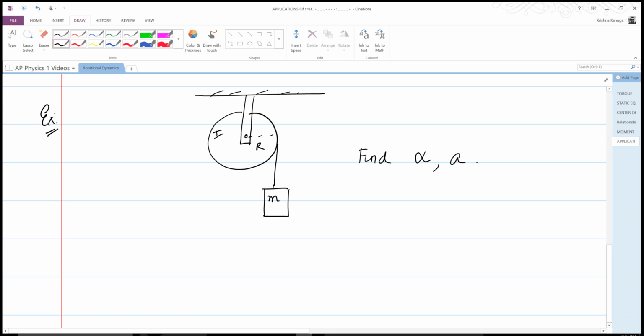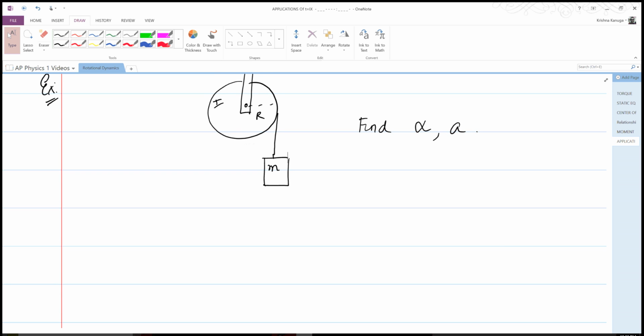Okay, so here's another example of the application of tau equals I alpha. But here a few more things are happening, so let's make sure we understand this problem correctly. The question is asking: there's a pulley again, and we have a string wrapped around it, and we have a mass m attached. This mass is going to fall, and as it falls, what is the acceleration of the mass, and what is the angular acceleration of the pulley?